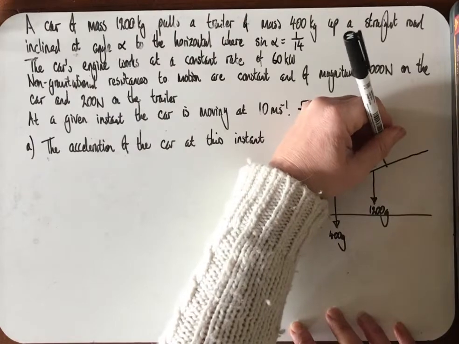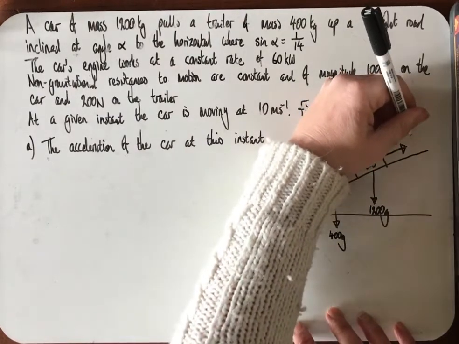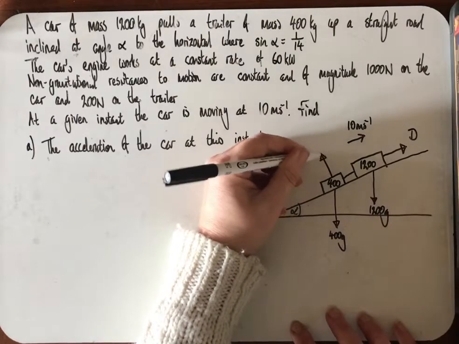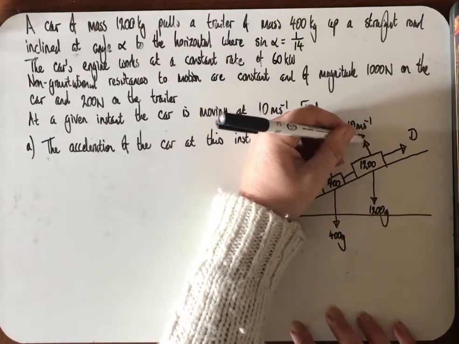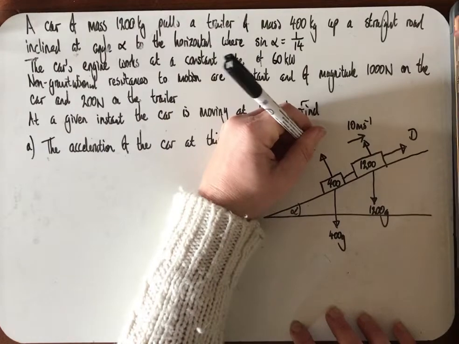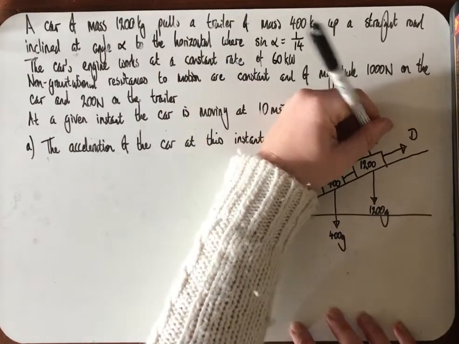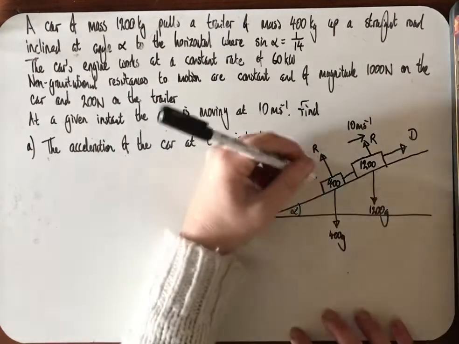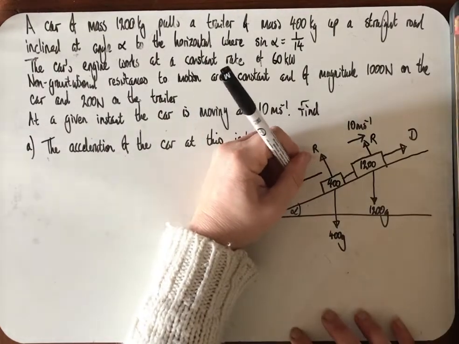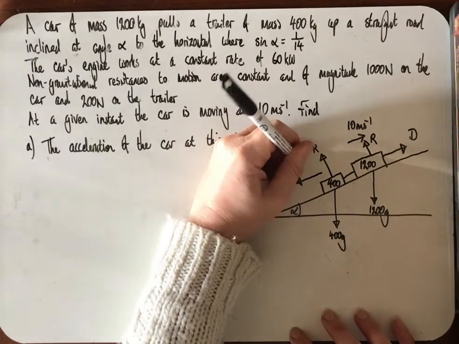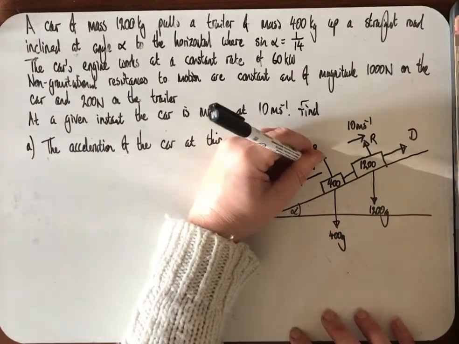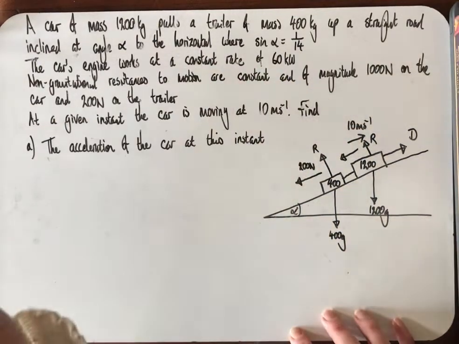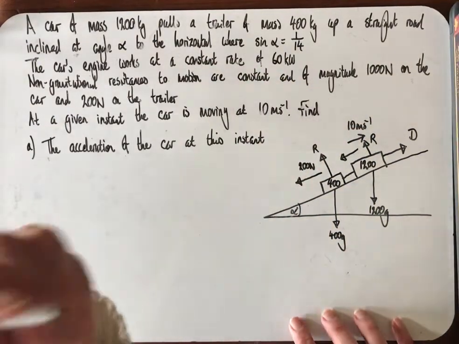We've got this driving force coming from the car. We've got normal contact forces, which I'll just call R, but NCF is fine. And then resistances to motion. So resistances on the trailer is 200 newtons, and these are modelled as being constant. And resistance on the car is 1,000 newtons.